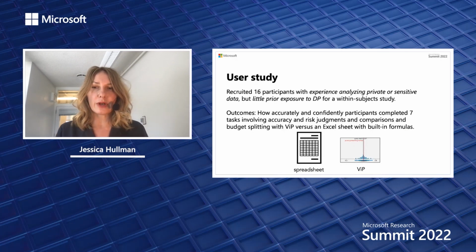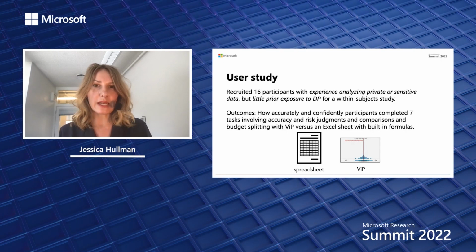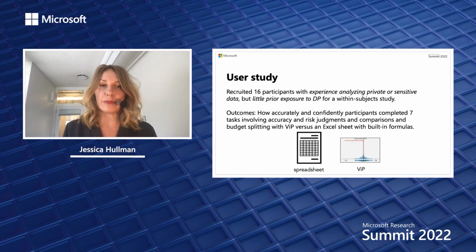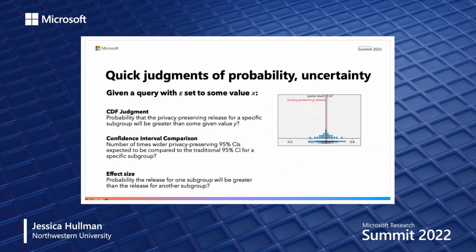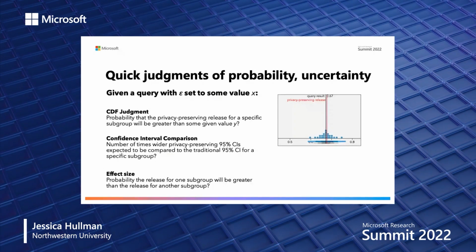We counterbalanced the order in our within-subject study in which participants used each interface across different participants to get balance. And we followed the task portion of the session up with a semi-structured interview to get qualitative feedback on how people felt that these two different interfaces changed their process. Some of the tasks we had participants do consisted of basic probability estimates and comparisons, including reporting probabilities according to the cumulative distribution function, given a query with a specific budget allocated, or comparing the amount of uncertainty with and without the addition of noise from the Laplace.